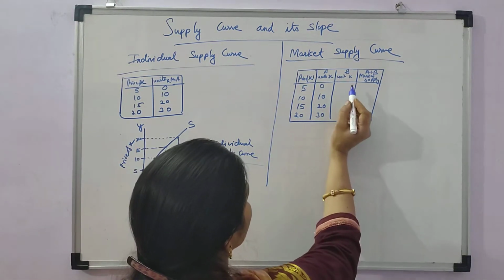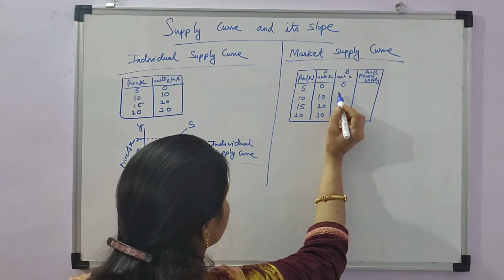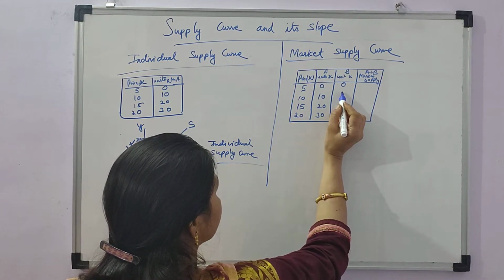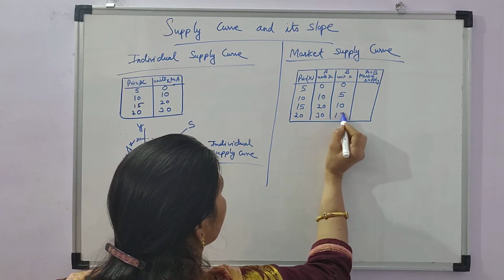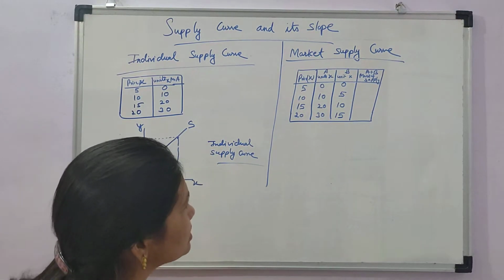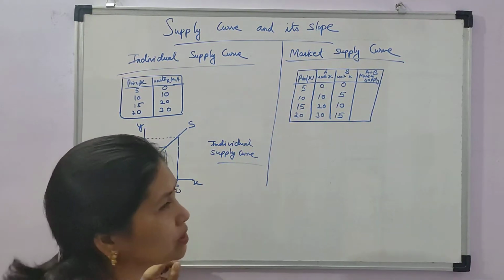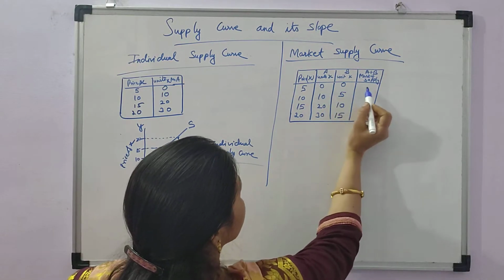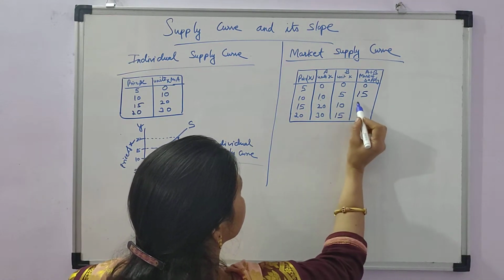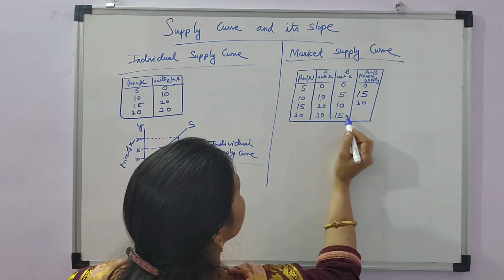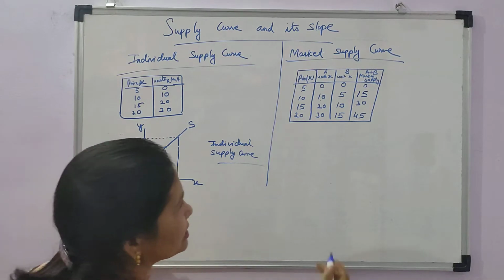Then how much is it at that particular price? This will be the supply of B producer: at rupees 5 the supply will be 0, and then the producer's supply will be increasing, that is 5, this is 10 and this is 15. So this is the supply of A producer and this is the supply of B producer. When we add both, it will become market supply. Then it is 0, 10 plus 5 is 15, 20 plus 10 is 30, and 30 plus 15 is 45. Now we are making the market supply curve.